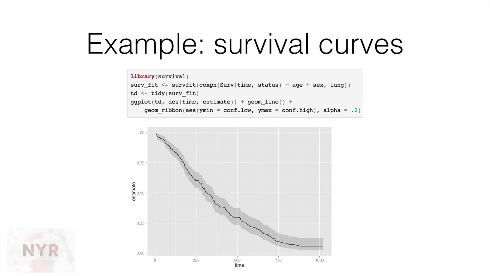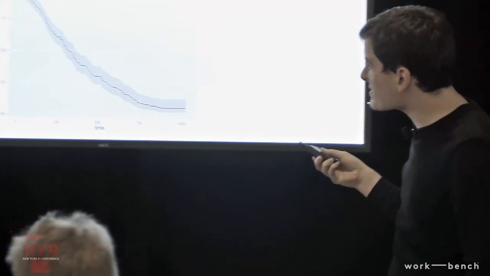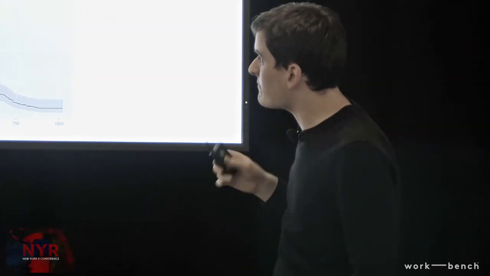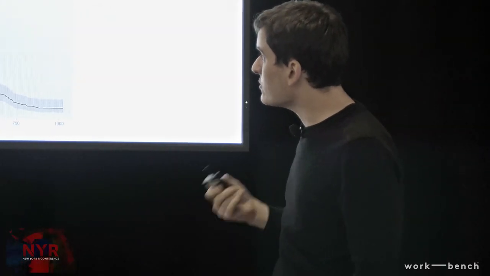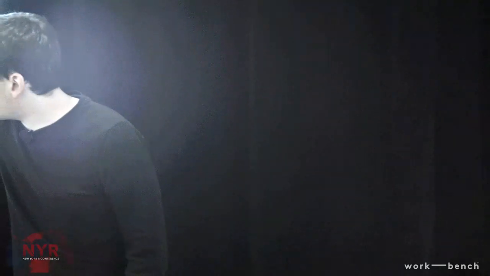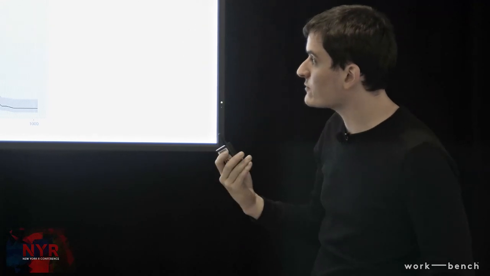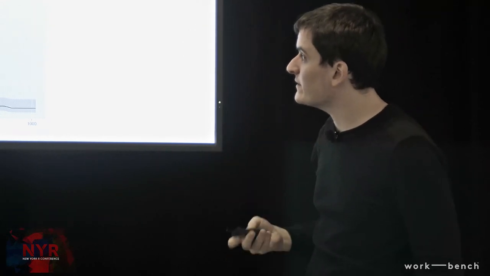So in one step, we tidied it, and then we can immediately feed it into ggplot2. If you've worked with the survival package, it's really powerful and useful, but the output definitely was not ready to be fed in. Because it gets turned into a tidied data frame, with one row for every observation, every one of these individual points, along with columns for the confidence intervals, it's really easy to feed into ggplot2.